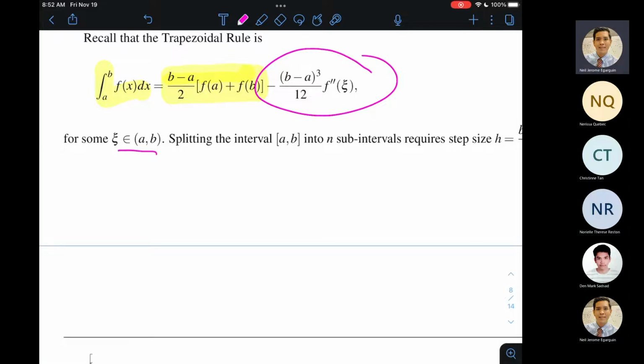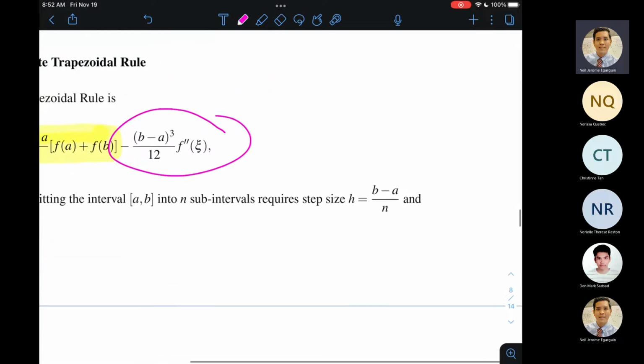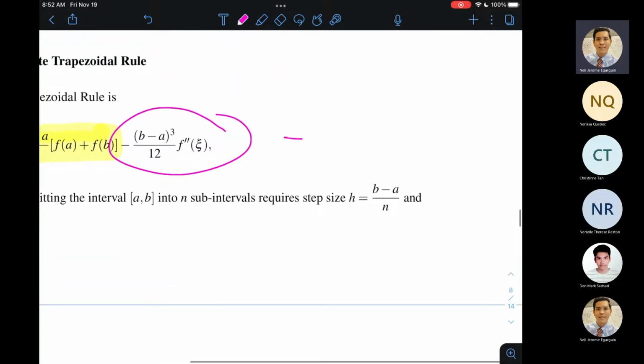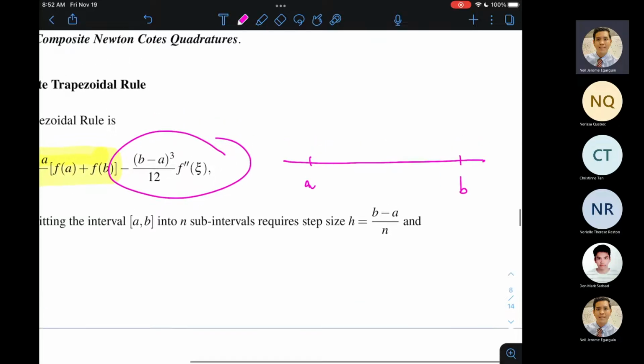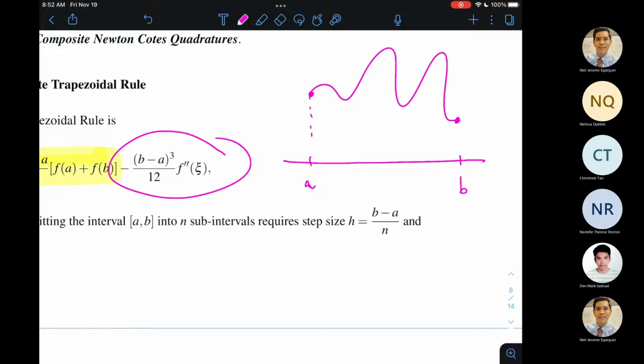Tapos ang idea sa composite trapezoidal, instead of a single trapezoid, ganito kasi ginawa natin, a, b, dalawang points lang yung ginamit natin. Halimbawa, ito yung function ko, it behaves crazily over the interval AB. Tapos sabi ko, i-approximate ko lang to using a trapezoid determined by f of A and f of B. So this would be my trapezoid. Tapos yung area na makukuha ko ay ito.